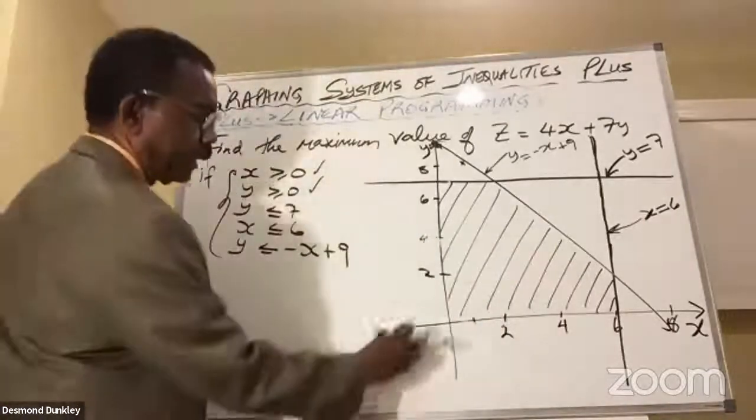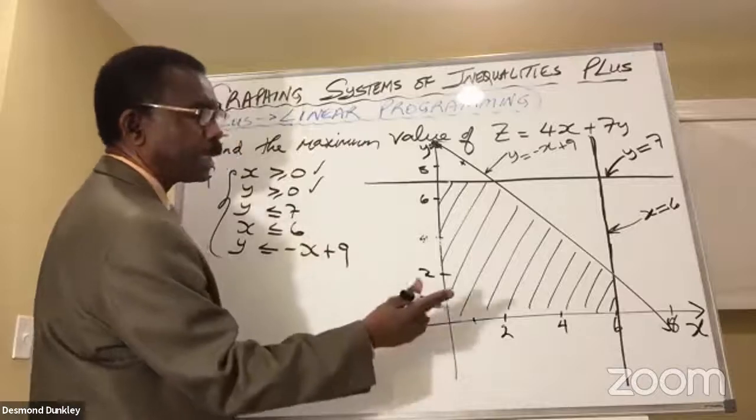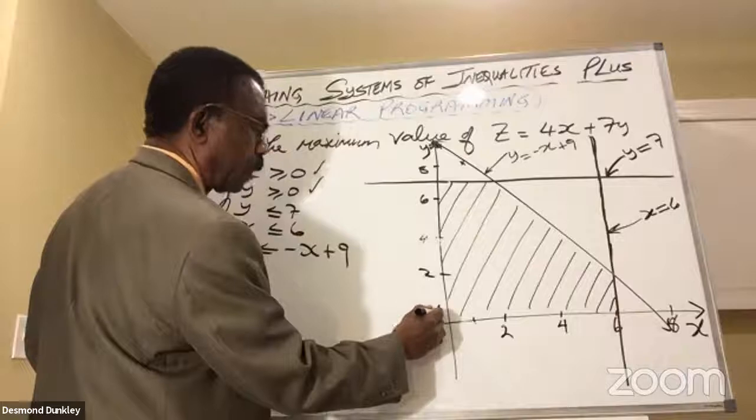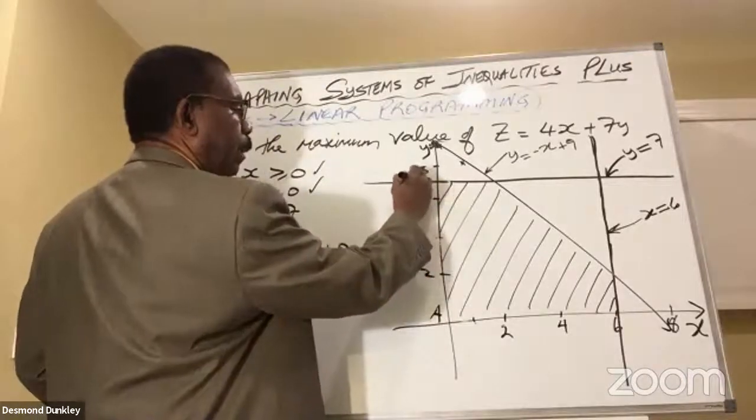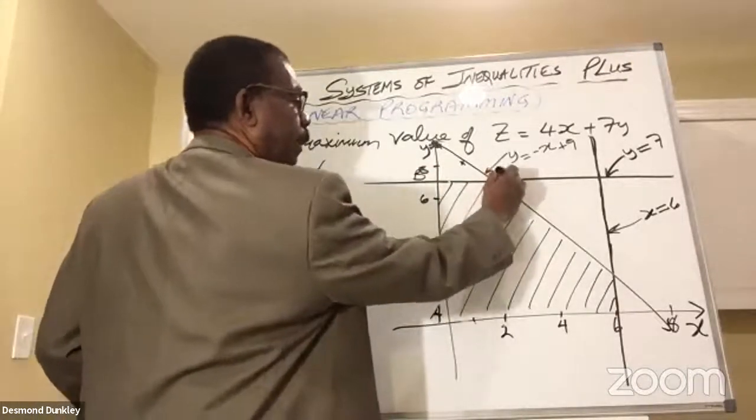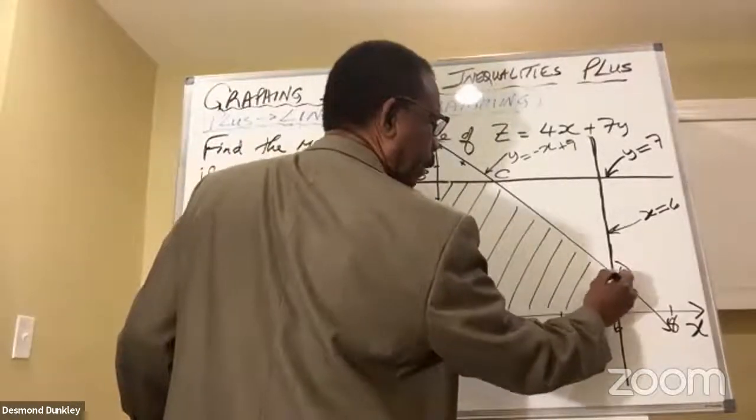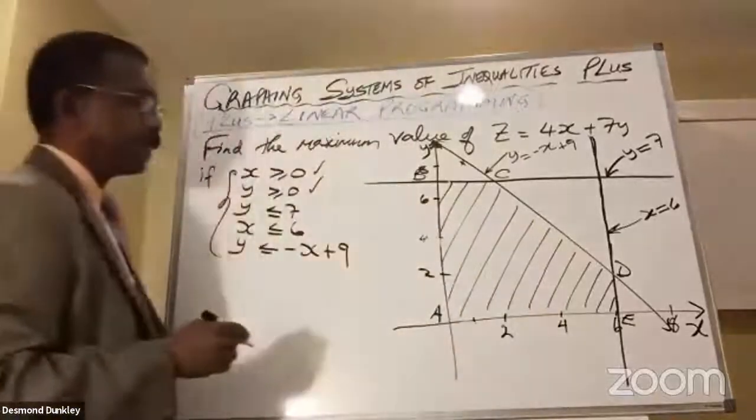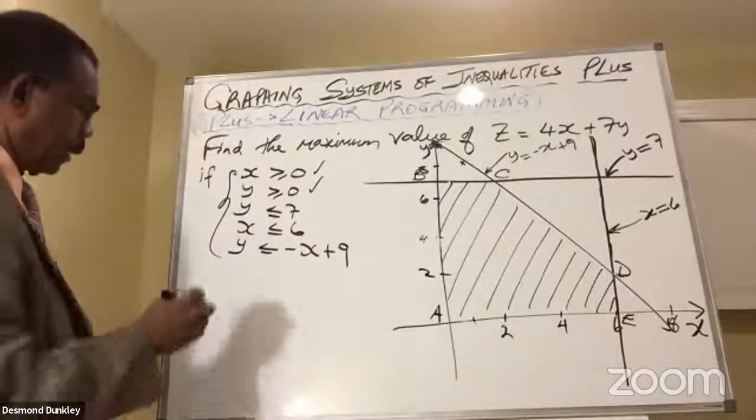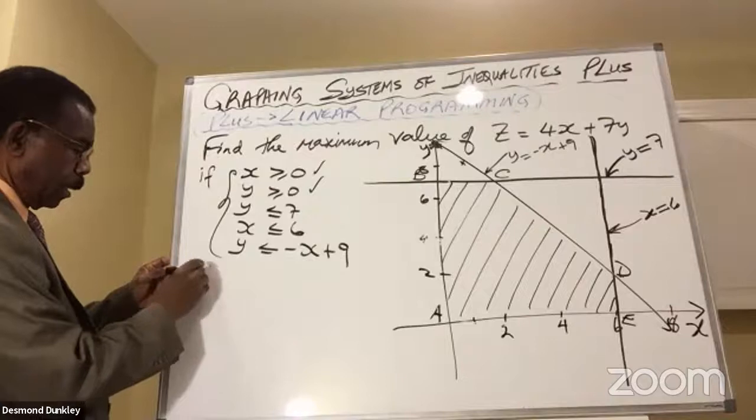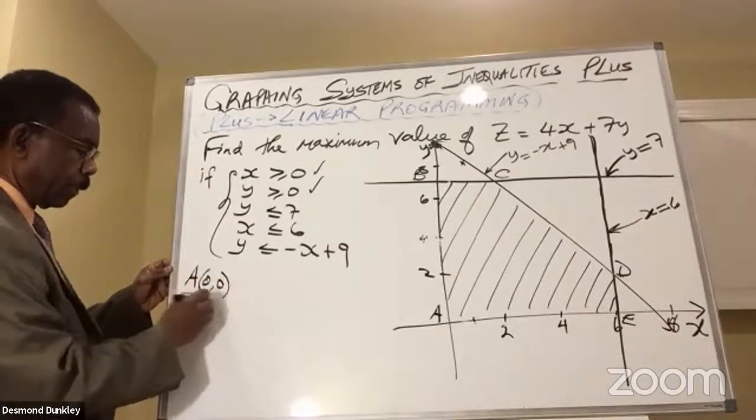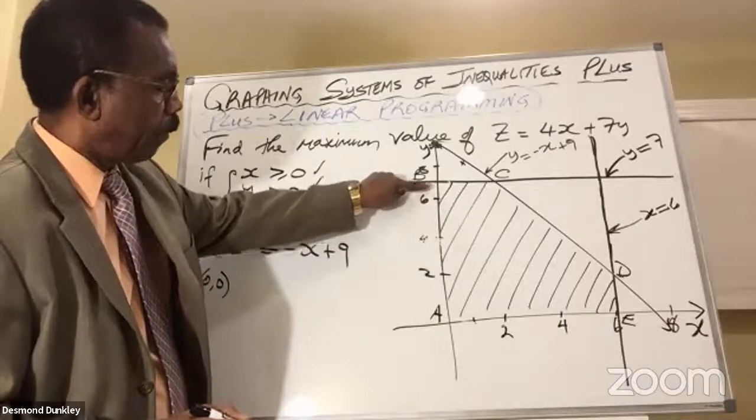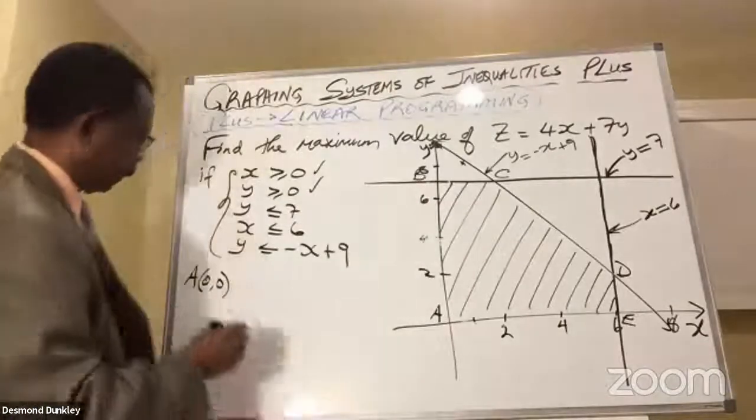Okay, so this one is easy. So maybe we could just label them to make it easy. So let's call this A, call this B, call this C, call this D, call this E. So some of these points are very easy to locate. A is the point 0, 0. That's easy. B is the point 0, 7.